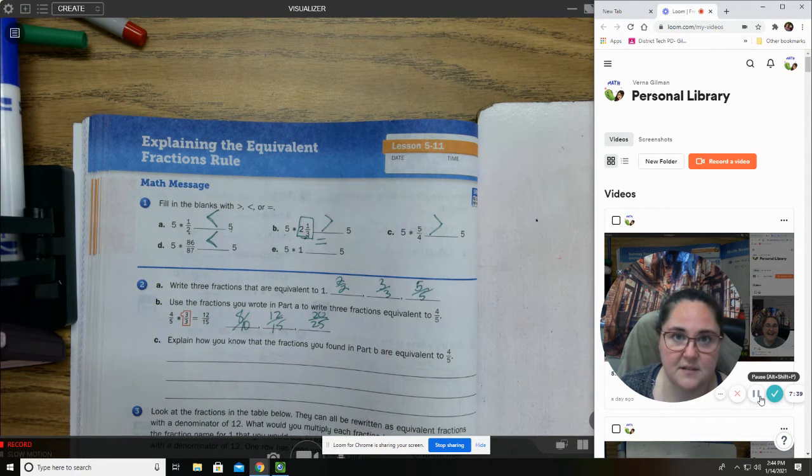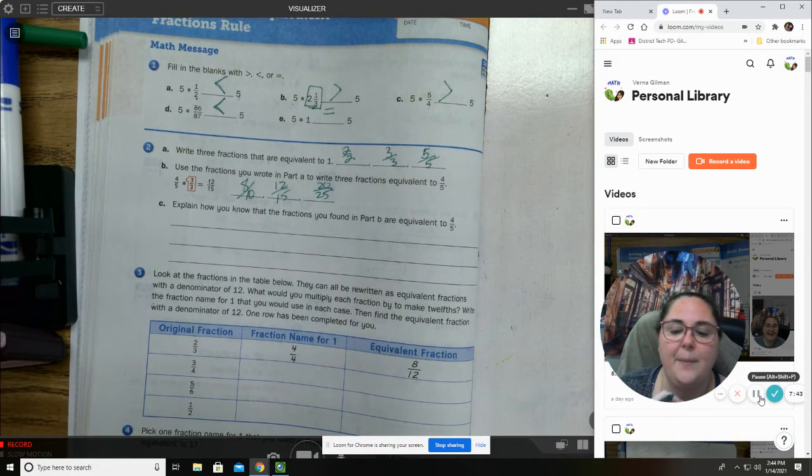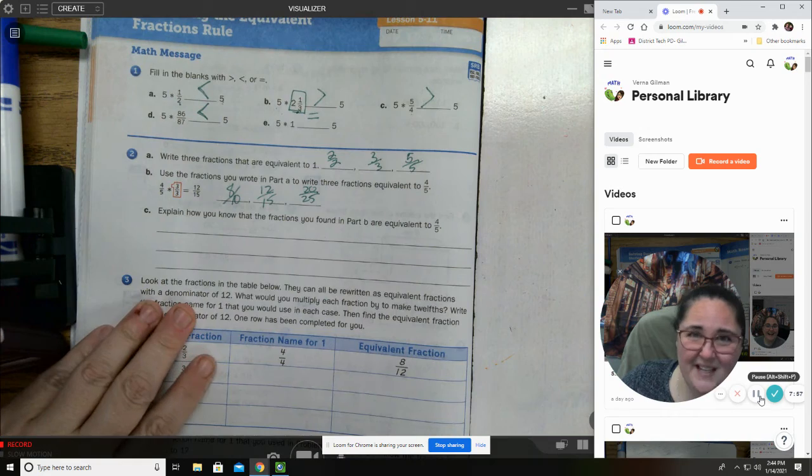It says, explain how you know that your fractions that you found in part B are equivalent to 4/5. The way I would do this is I would start by thinking about what happens when I multiply a number by 1. When I multiply any number by 1, it doesn't matter what it is, it stays the same. It's the identity property. It keeps itself. So I'm going to use that to help me.